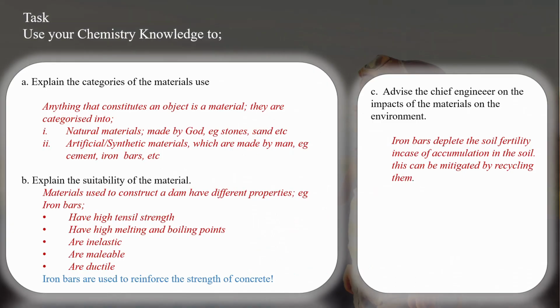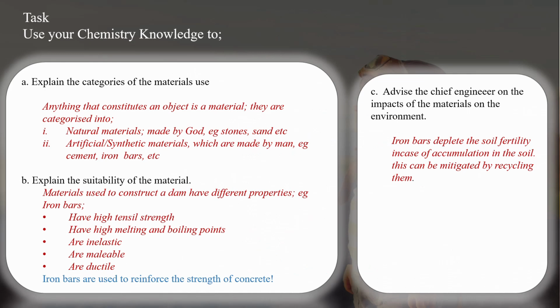Materials are categorized into natural materials and synthetic materials. So when we are giving categories, we give a category, we give a reason for the category, and we give an example. That is for item 2, section A. So we categorize these materials as natural materials, materials made by God. For example, the stones or the sand, which could be used for the construction of the bridge.